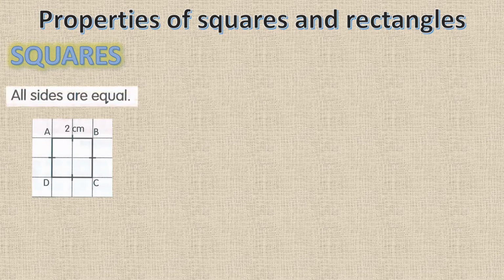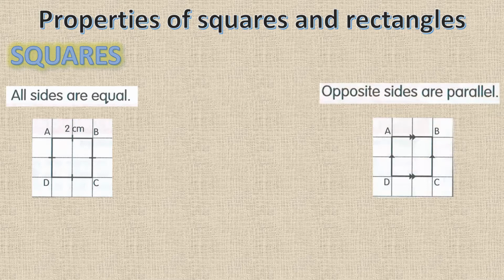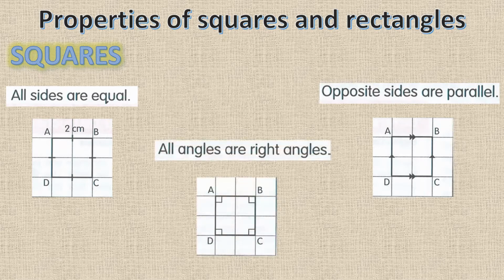Squares have all sides that are equal. Also, opposite sides of the squares are parallel. And of course, all angles are right angles.